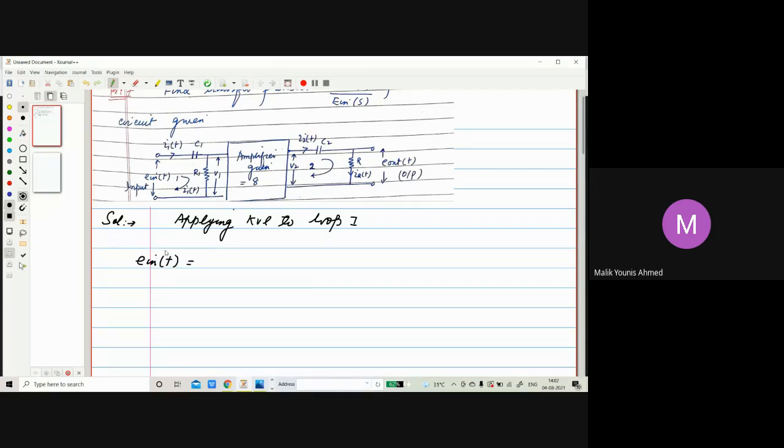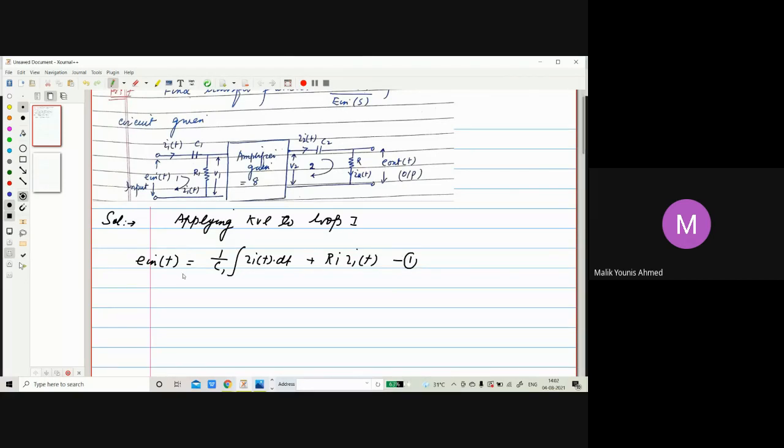E in of t will be equal to, first will be the capacitor, 1 by C1, and the current here will be I dt, that will be I1 of t dt. Then we will have a resistor and current flowing through this is I1. So that is R1 I1 of t. Sorry, this is R1 itself. So let's write this equation number 1.